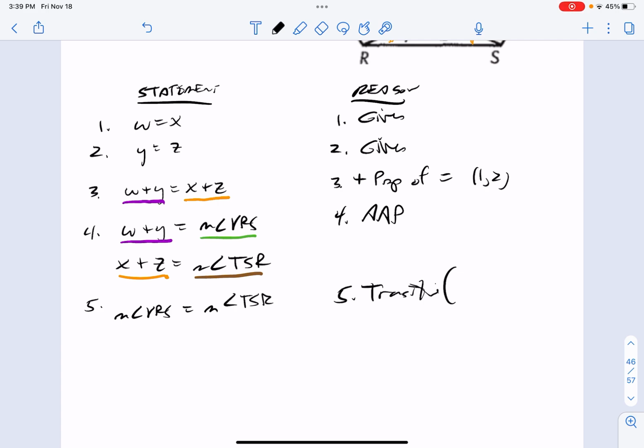So that is transitive property using the previous two steps, 3 and 4. You could say substitution, and that's also correct. A note I will make here that we do not need to rephrase things. This is the same as saying angle VRS is congruent to angle TSR. We can just do those interchangeably. You don't need a separate step. You don't even need to write this down. We now know that angles are congruent.